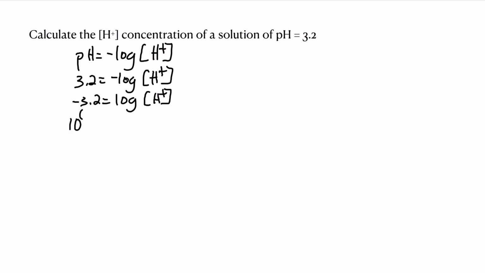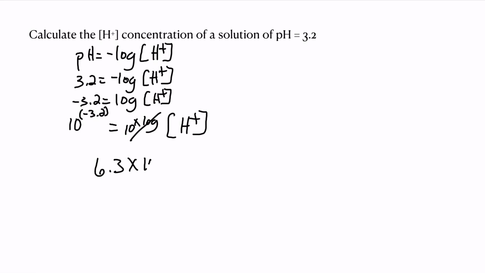The antilog is the same as 10 to the x, so 10 raised to the power of negative 3.2. 10 to the x and log cancel one another out. We're left with H plus. If we take the antilog of negative 3.2, we'll get 6.3 times 10 to the minus 4. Those are units of concentration, molarity in this case.